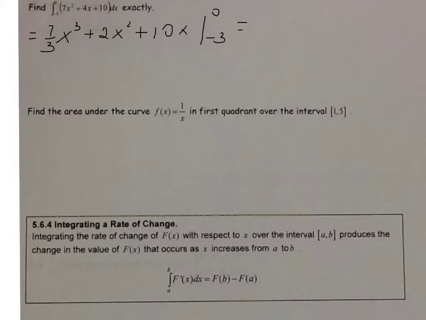So the first number that we plug in is 0. Every term has an x, so that's going to be a 0 minus. Now plug in -3. That might take some room, right? I should have probably gone to another line. So 7 over 3 times -3 cubed, -27, plus 2 times -3 squared, 2 times 9, minus 30.